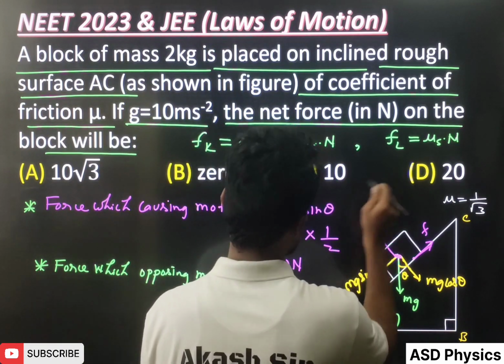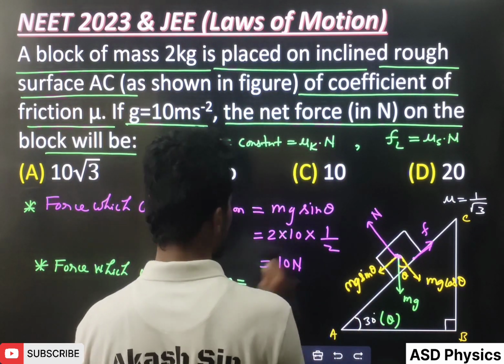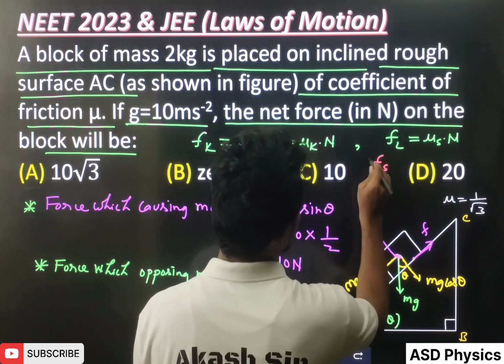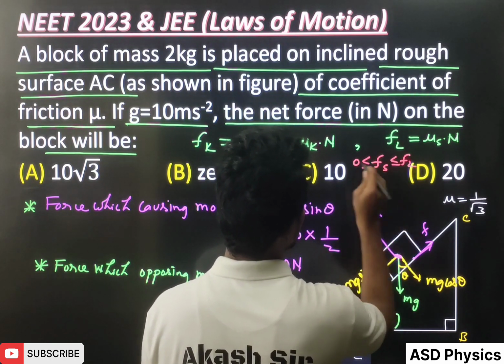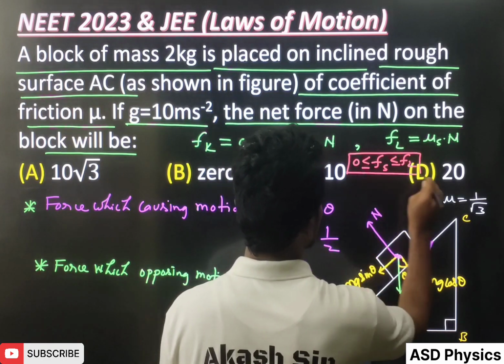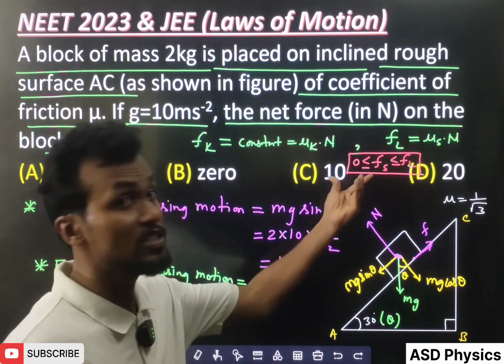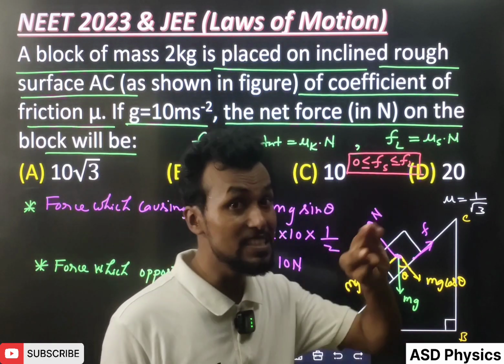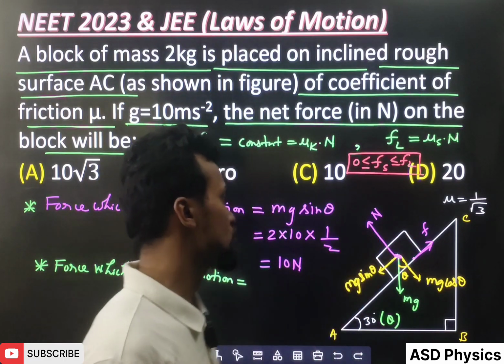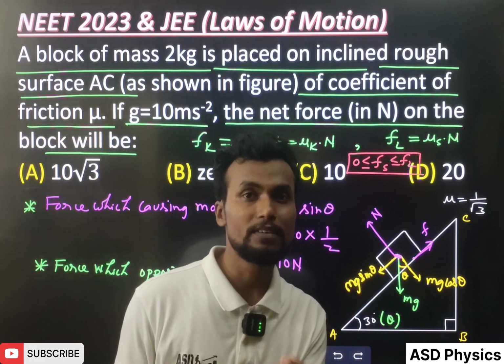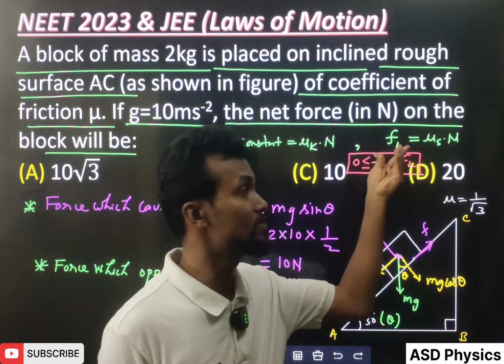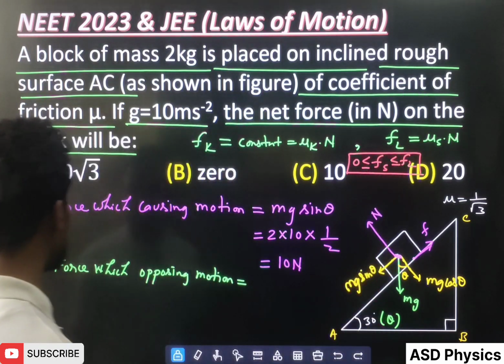And this static friction is self-adjusting. Remember that when the block is at rest, static friction can be greater than or equal to 0 and less than or equal to the limiting friction. That's why this static friction changes, it adjusts its value. So what am I going to calculate here? I don't know whether the block is at rest or in motion, so I will calculate the maximum value of static friction, that is called the limiting friction.